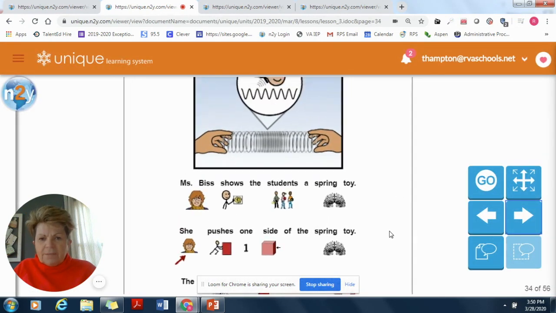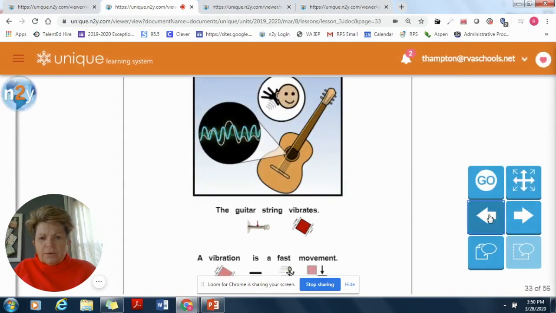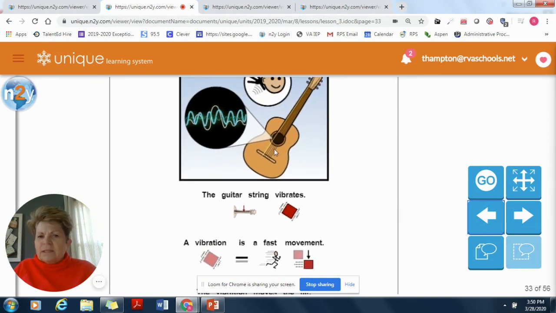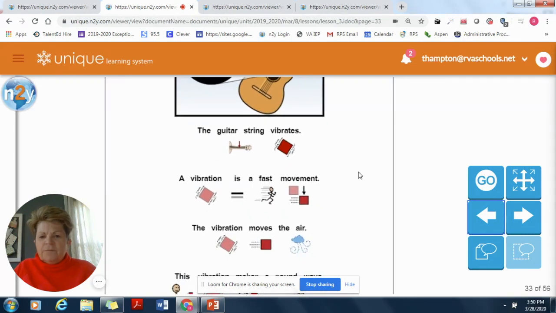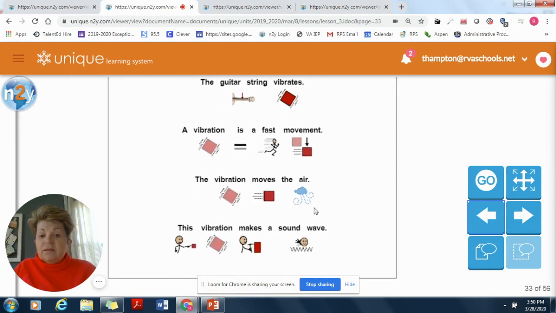So now we have that picture of our slinky toy. Okay, so let's go back real quick. So we have our emoji with those lines, and so the information about that picture is the guitar string does what? It vibrates. So that's what's telling us about this picture. And a vibration is a fast movement. The vibration moves the air. This vibration makes a sound wave.